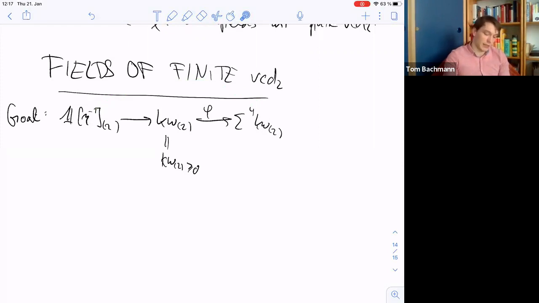And so there's going to be a natural induced map from this guy to the fiber of this map. And we want to know that this map is an equivalence, or equivalently, we want to know that this is a fiber sequence.